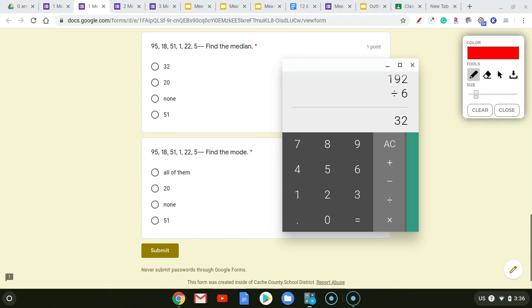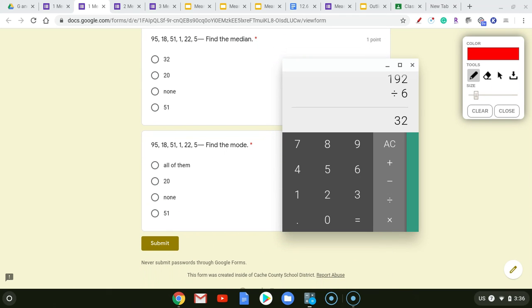Now it says find the median. For the median, it's the middle. So let's put these in order from least to greatest. I'll go horizontally this time. 1, 5, 18, 22, 55.